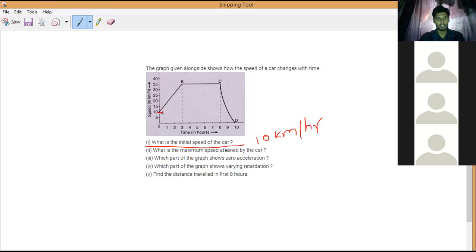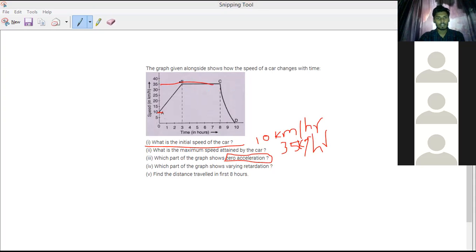Next, what is the maximum speed attained by the car? Maximum speed, if you check, 35 kilometer per hour, sir. So the maximum speed is 35 kilometer per hour. After that it goes constant again. Next, which part of the graph shows zero acceleration? Constant speed, zero acceleration. From which part, Ra? B to C, sir.